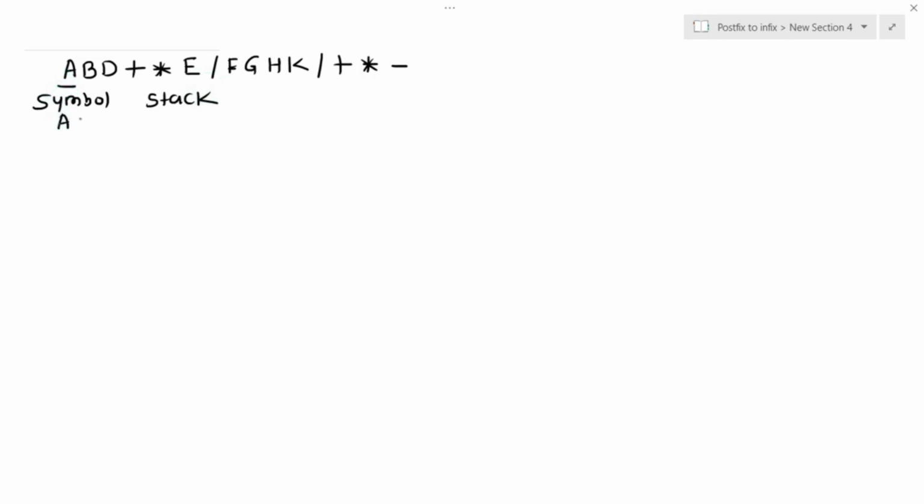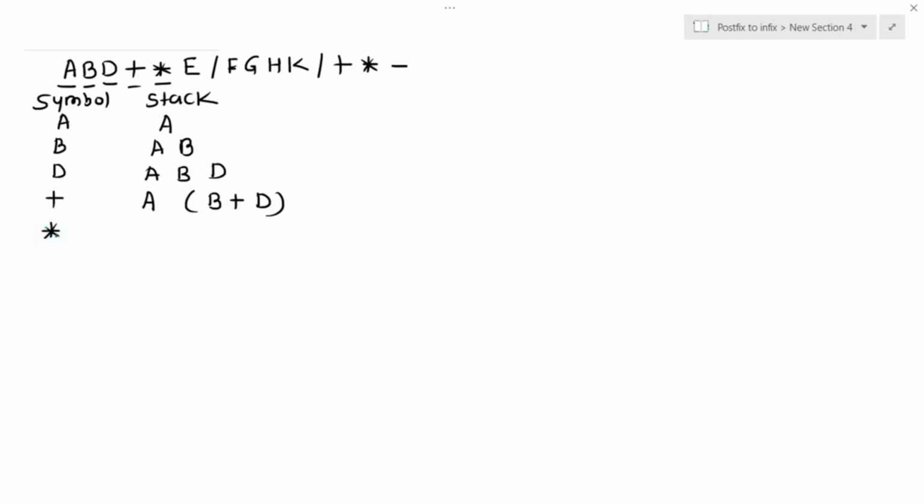The first one is A. It goes into the stack. Second is B. Again it goes into the stack. Third one is D. So we have three operands A, B and D. Top of the stack is D. Then the next one is plus. So first operand as it is, then we write down B plus D because top of the stack are B and D. Now the next one is multiplication.